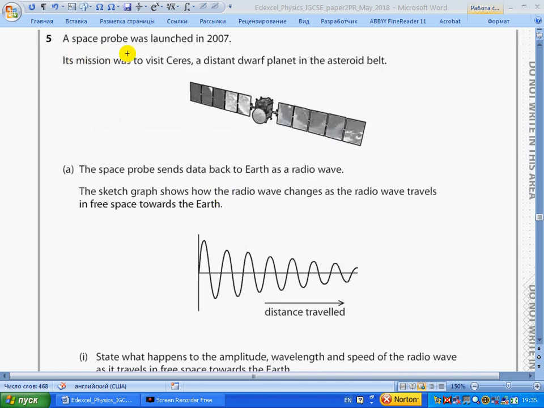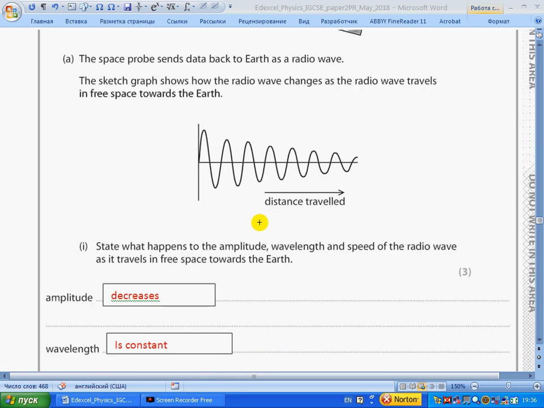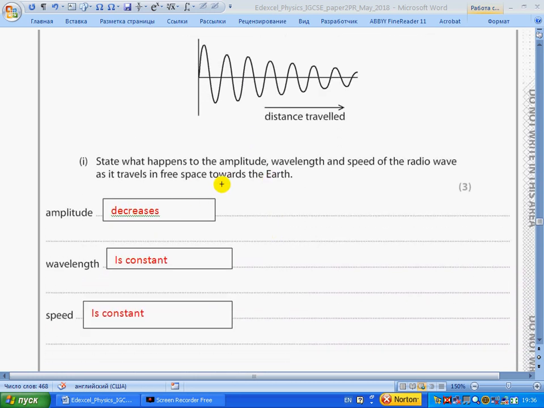Question 5. A space probe was launched in 2007. Its mission was to visit Ceres, a distant dwarf planet in the asteroid belt. The space probe sends data back to Earth as radio waves. The sketch graph shows how the radio wave changes as the radio waves travel in free space towards Earth. So free space means that the speed everywhere will be the same. State what happens to the amplitude, wavelength, and speed of the radio wave as it travels in free space towards the Earth.